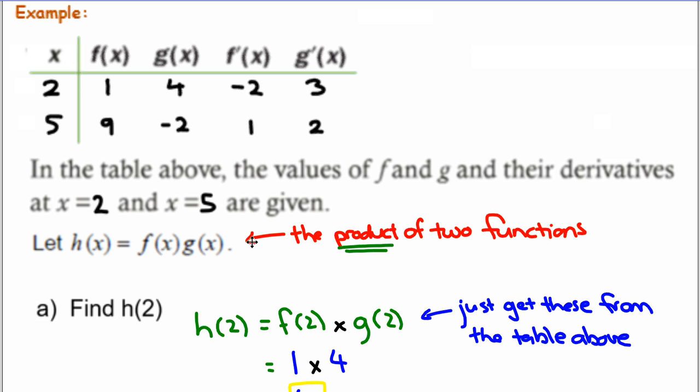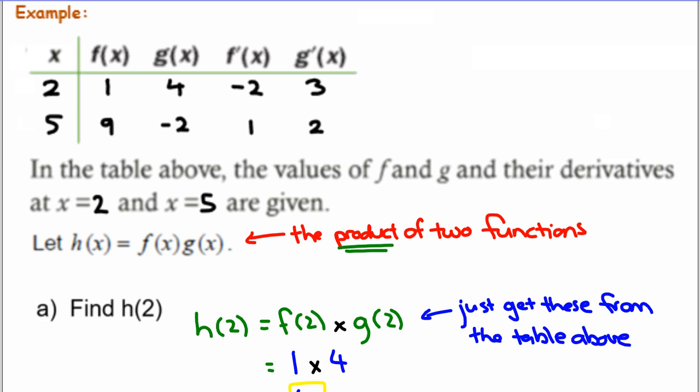So you would probably agree with me in saying that h of x is the product of two functions. That's something to be aware of. You've got the product of two functions here, a little hint that there might be a product rule popping up somewhere. So they haven't told us the functions. They've just given us some values of the y values, the y coordinates at x equals 2 and the derivatives at x equals 2, and same for at x equals 5.